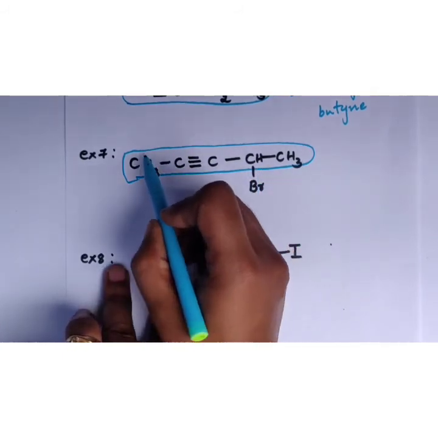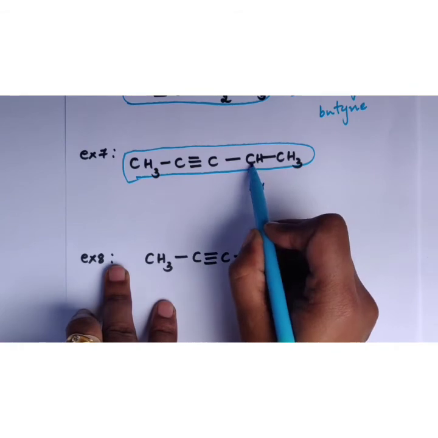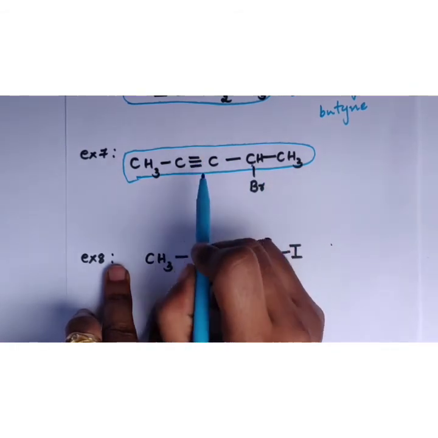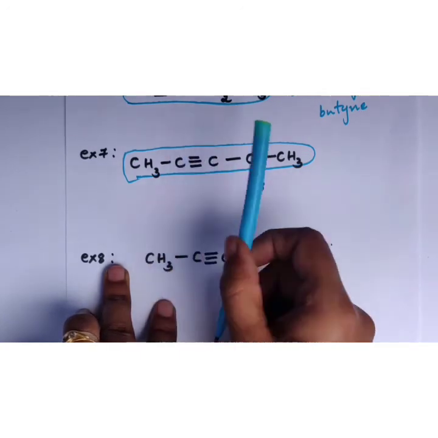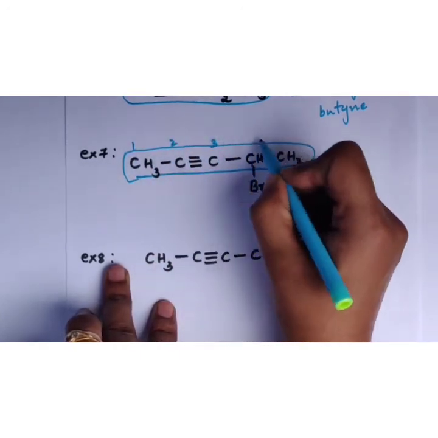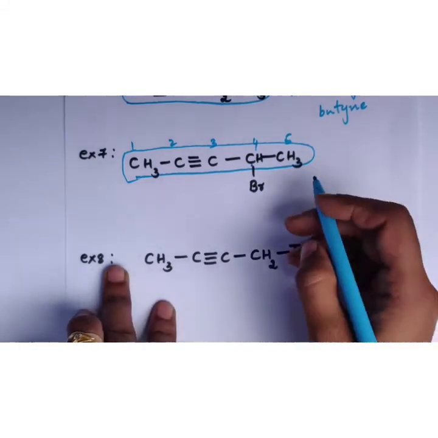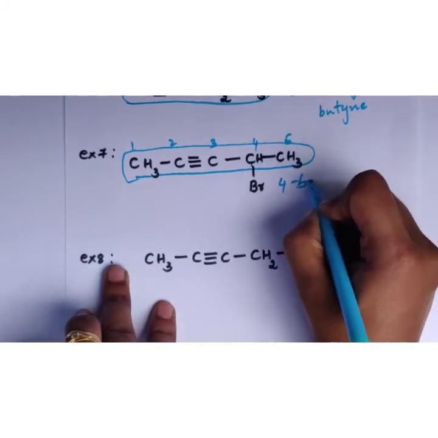So you have to number it from this side. This bromo doesn't get the lowest numbering because your triple bond is present. If triple bond was not there, this carbon would have got the lowest numbering. So 1, 2, 3, 4 and 5. So here the naming will be 4-bromo.